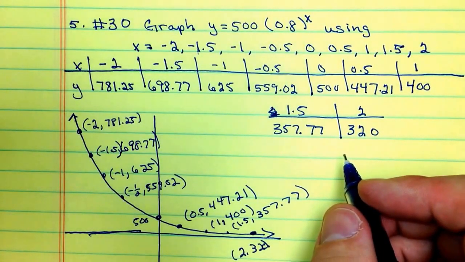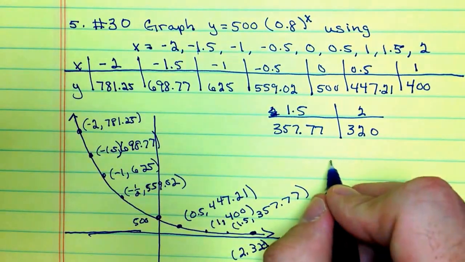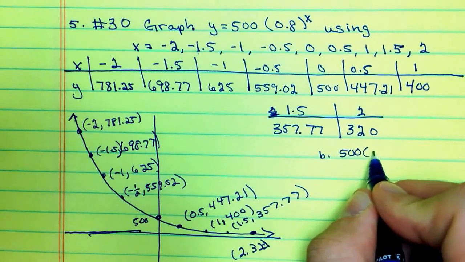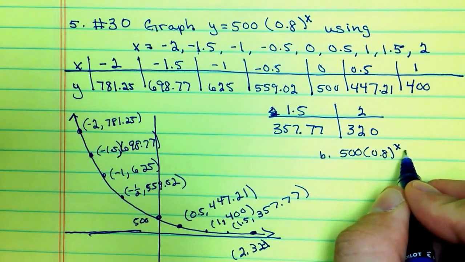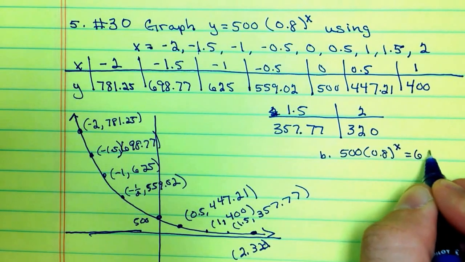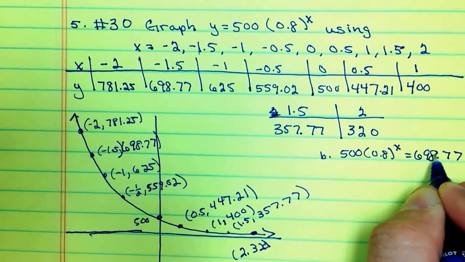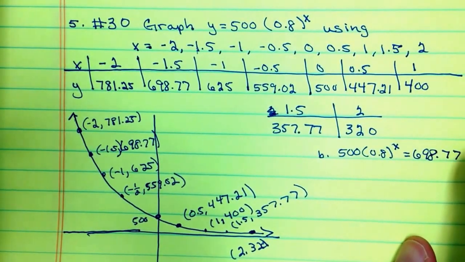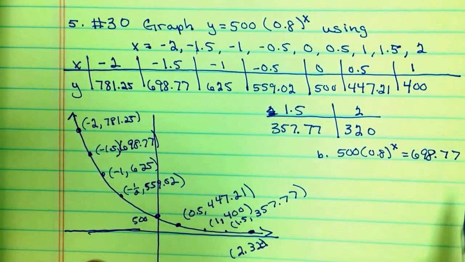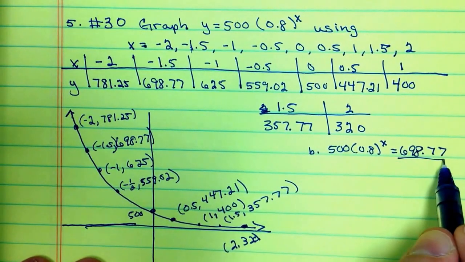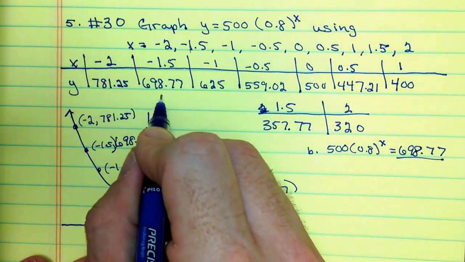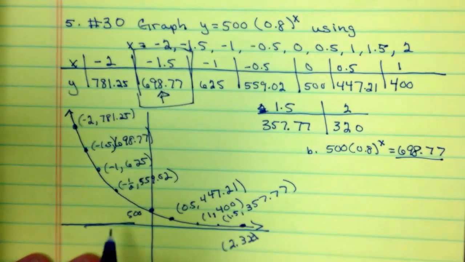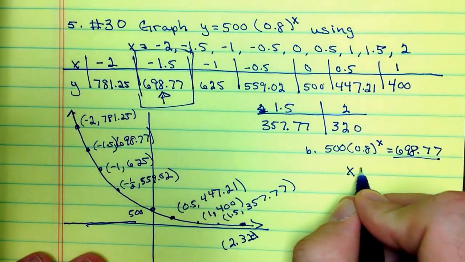So then part B says, use your graph to solve these equations. 500 times 0.8 to the x equals 698.77. In the book it says 7.1 here. That's a typo. That should be 7.7. So let me move this over a bit. All right, well, we can use our table for this. Well, where is the output 698.77? Well, the answer is right here. So what's the x value when the y value is 698.77? Well, it's -1.5.